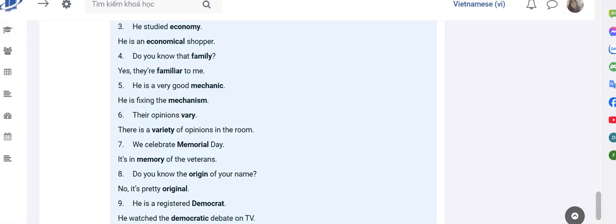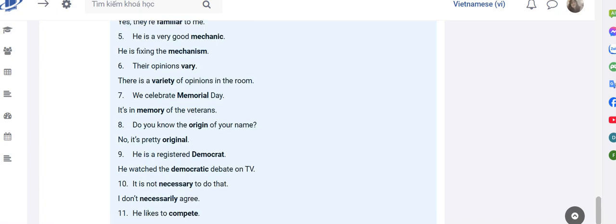He's a very good mechanic. He's fixing the mechanism. Their opinions vary. There's a variety of opinions in the room. We celebrate Memorial Day. It's in memory of the veterans. Do you know the origin of your name? No, it's pretty original.